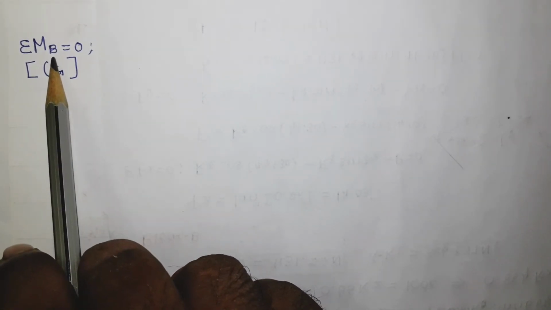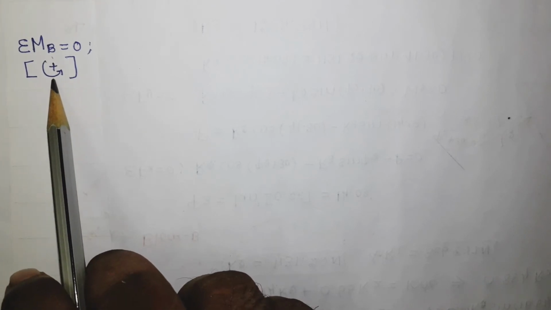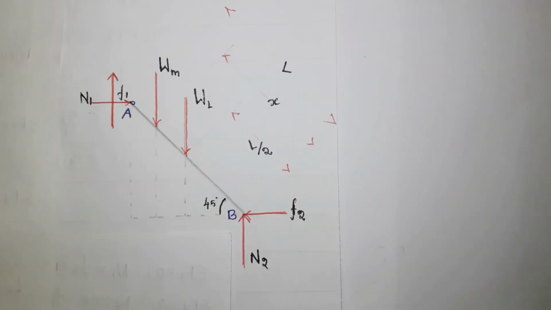Now the next equation is the summation of moment about any point is 0, but here I am going to consider the point B. Moreover, the anti-clockwise direction is taken as positive. So again, here is the free body diagram. Now I am going to take the moment about the point B. So these two forces are becoming 0 since there is no perpendicular distance.